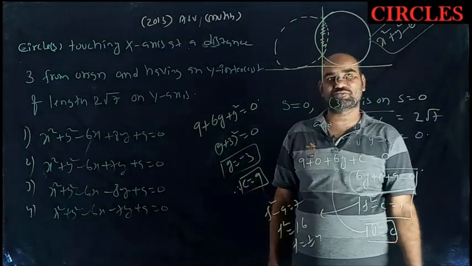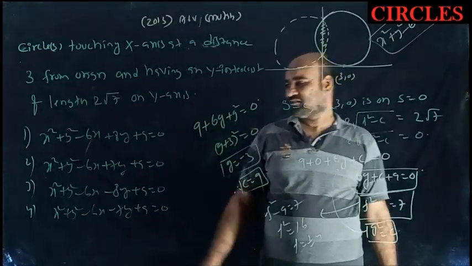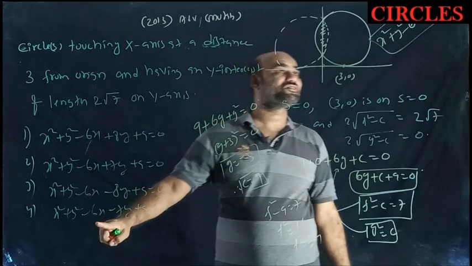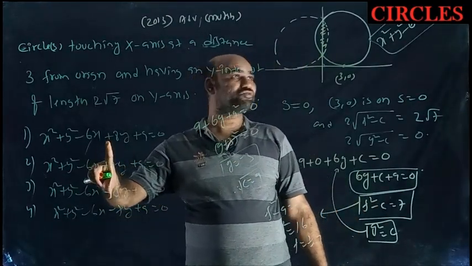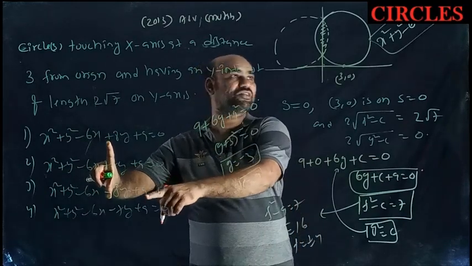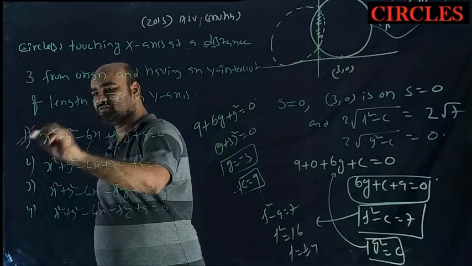Now you want to identify the options. It is multi-type. x square plus y square minus 6x, all are having minus 6x only. Plus 8y, minus 8y, these two are there, plus 9. Okay, so I can say that options 1 and 3 are correct.